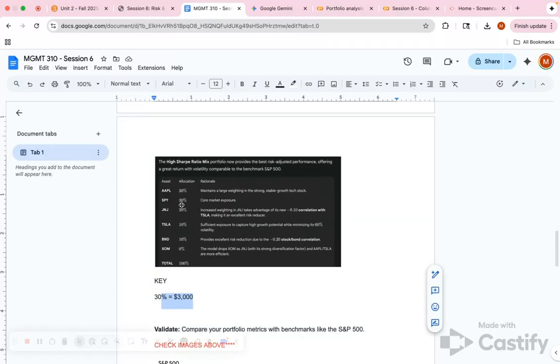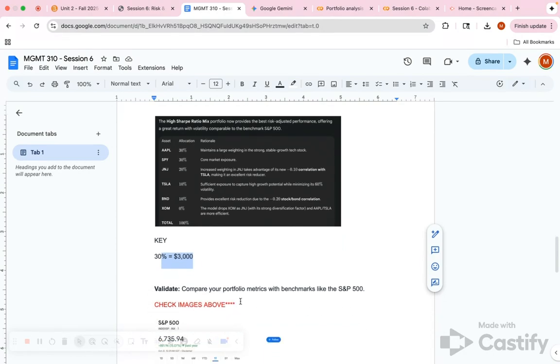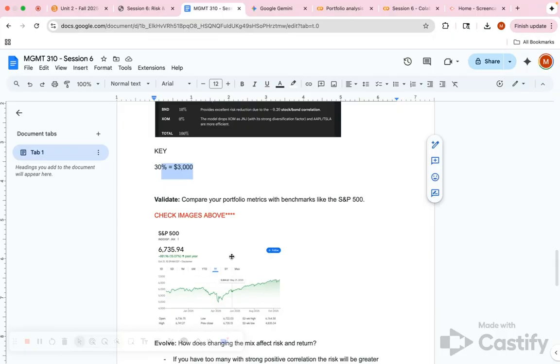The S&P 500, $3,000. J&J, $2,000. Tesla, $1,000. BND, $10,000, and ExxonMobil, $0. So that totals out to the $10,000. And now we go to our validate stage. So we want to compare the portfolio metrics with the actual S&P 500.